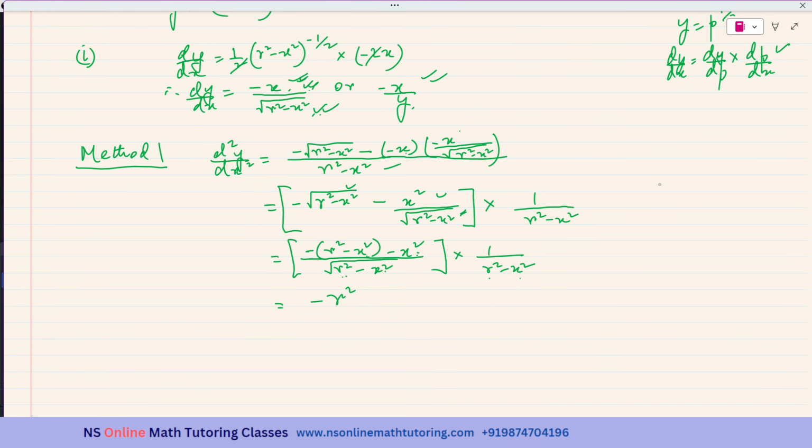If you are confused, again you can substitute. Let a equal to r square minus x square. So square root of r square minus x square can be written as r square minus x square raised to the power of half, or a to the power of half, and times this one is a. So the product will be a to the power of half plus 1, which is a to the power of 3 over 2. So it will be r square minus x square raised to the power of 3 over 2.